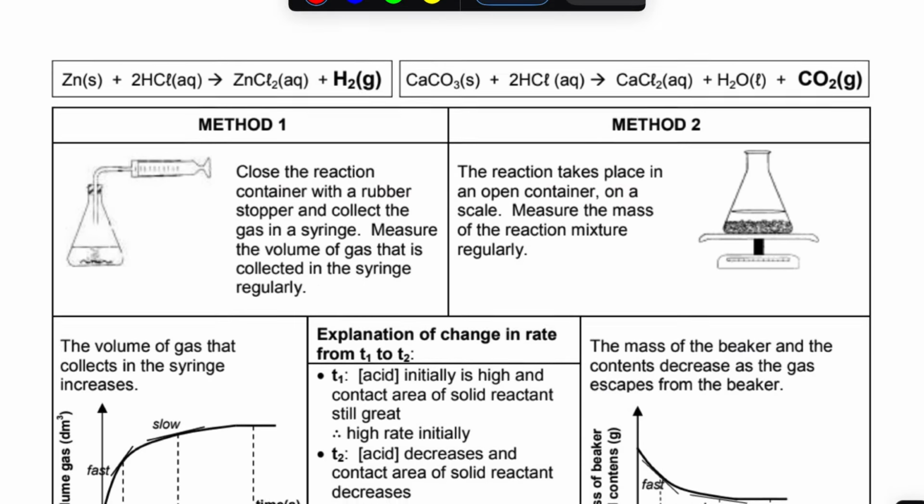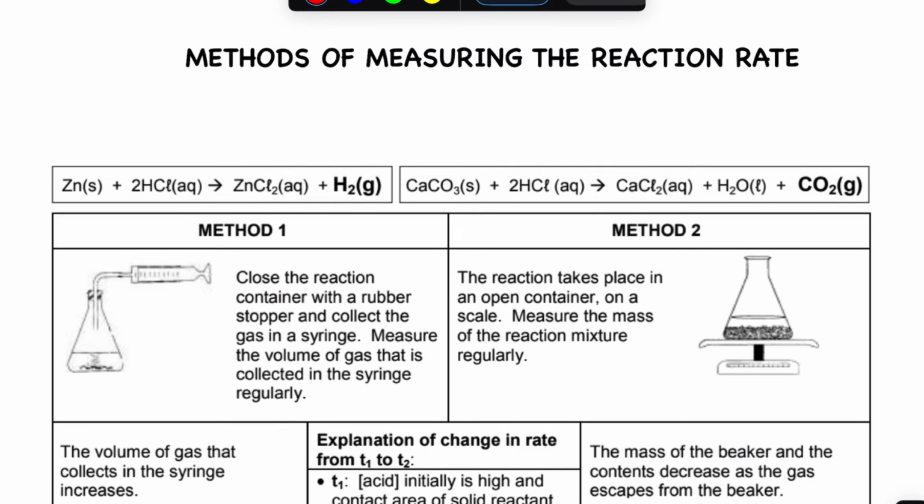I hope you can remember them. And then let's look at the methods of measuring the rate of reaction. Now we're going to look at the liberation of gas, the reaction that liberates gas. Like this one and this one, do you see there's a gas in the product? There's a gas in the product as a byproduct. Now we're going to look at this method.